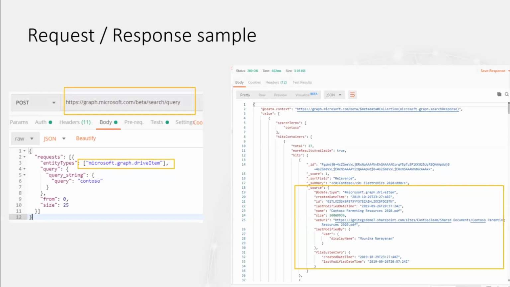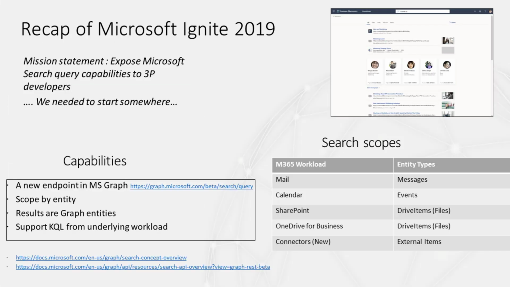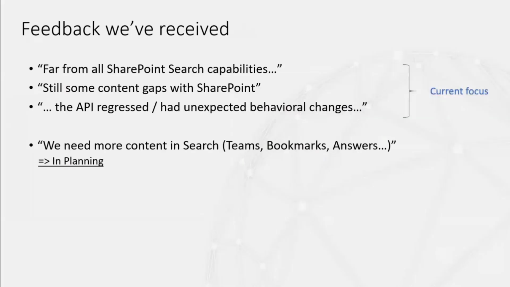And then the last capability was the ability to run KQL queries. So you would be able to scope queries such as file type colon docx and then whatever search term. So this is what we released, and what I want to talk about a little bit later is what we plan to be adding. Before that, what was the thought process to prioritize what we wanted to add?